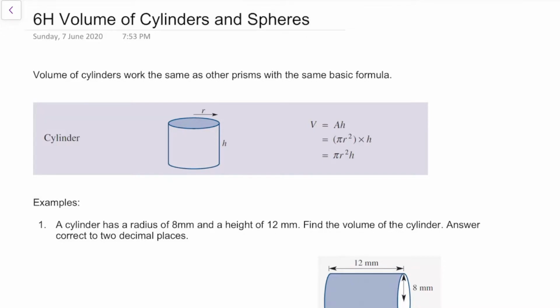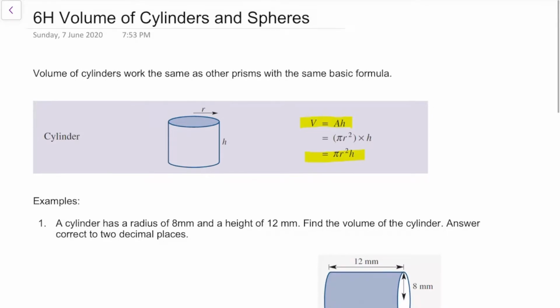So this is the cylinder here. Again, we have V equals AH, and in terms of a cylinder, we have that circle. So we're using pi r squared and then multiplying that by the height of the cylinder. So all in all, our formula becomes pi r squared h. So fairly simple and straightforward use of a formula here.